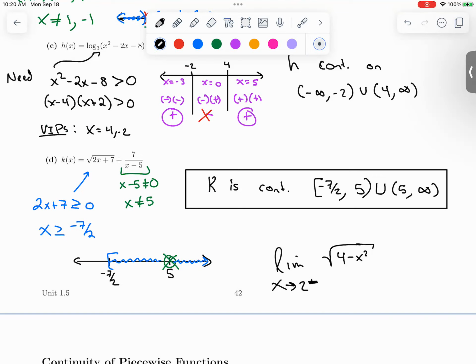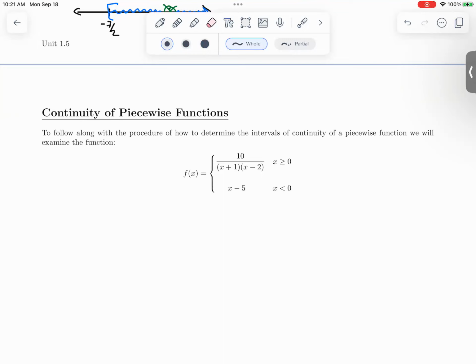Okay. So we get to one of the more fun things, in my opinion, which is finding continuity of piecewise functions, because these are the ones that kind of cause the most issues. There is a surefire way to do it, and that would be to graph it, but sometimes that can be more tedious. So I've developed a step-by-step process that I hope you can follow along with.